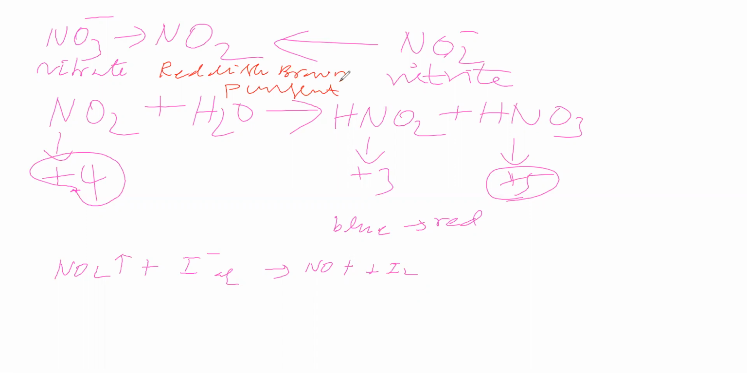Next we'll see, in the dry heating test, what are the possibilities? Liberation of gas, in the sense the gas is colored or colorless, and odorous or odorless. The next possibility in the dry heating test is sublimate.